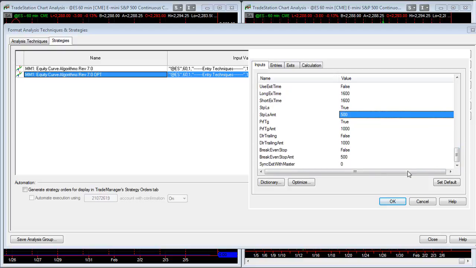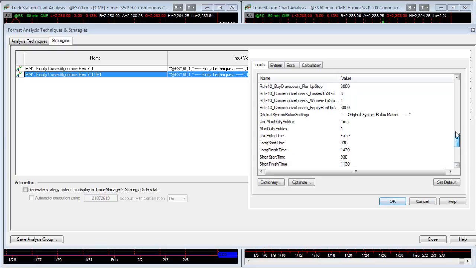So when we take a look, the sync exit with master, we set that to 0. We're not exiting when the master strategy on the left exits. If you set this to 1, it will exit on the next bar when the master strategy goes flat. So let's set that.